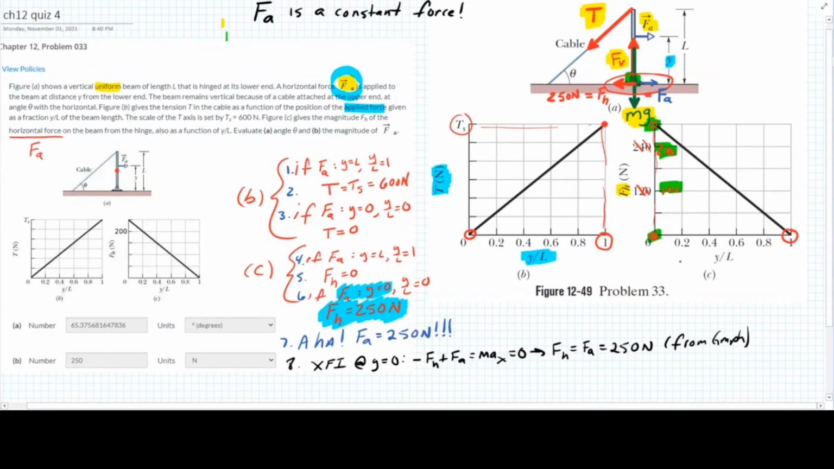Part A wants theta. What's angle theta? This could be a job, I think. My first instinct is to go with torque analysis. Yeah, maybe, let's see. Do I need torque analysis?